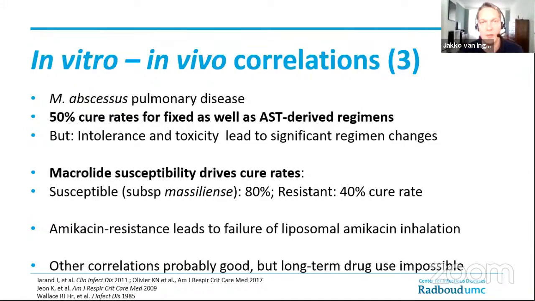So testing for that in the lab is crucial to guide patient care and regimen selection, but also as a prognostic marker. And that may sound odd, but it's actually something that we discuss a lot with patients. So we speak to our patients about inducible macrolide resistance because it matters so much to prognosis and to the likelihood of a good treatment outcome. So again, macrolides, very clear correlations.